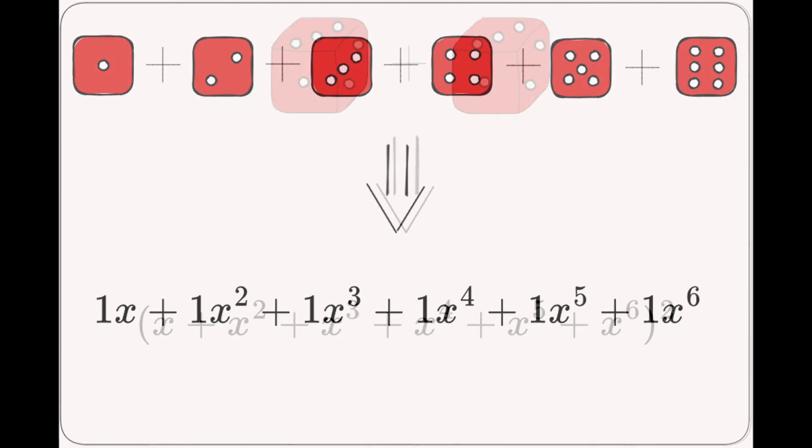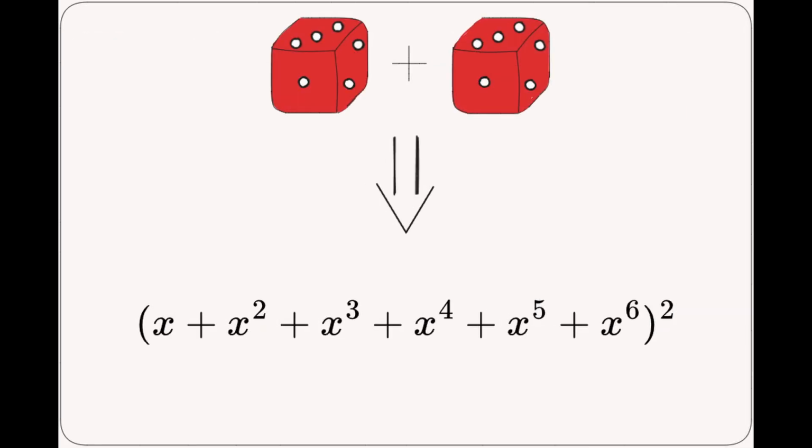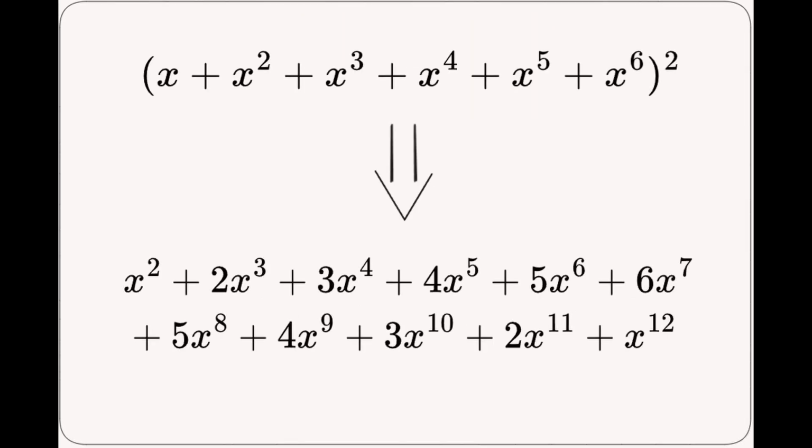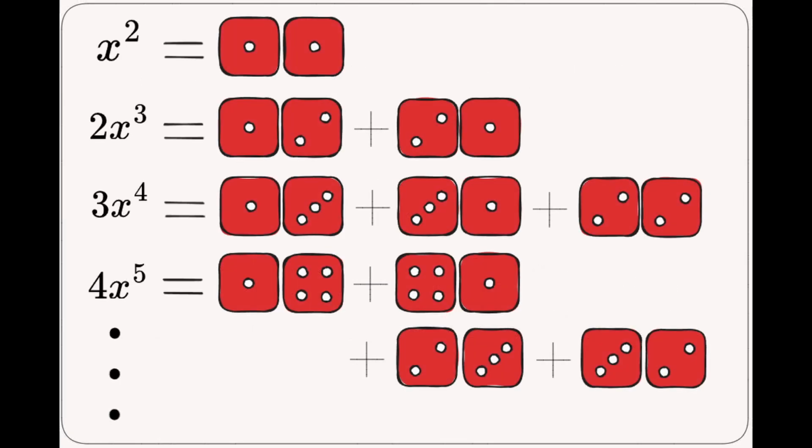You might be questioning the idea that these two objects are equivalent. To clarify that, consider throwing two dice. This will be equivalent to squaring the polynomial. Once again, this is not immediately clear, but look what happens when we expand the polynomial out. Now we have 11 different terms, ranging from x squared to x to the 12th. And more importantly, they don't all have a coefficient of 1 anymore. The coefficients now represent the number of combinations that can give us each number.